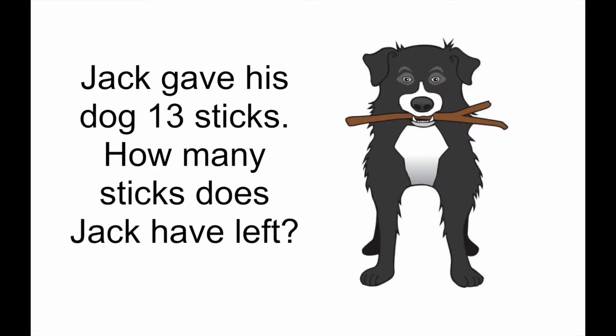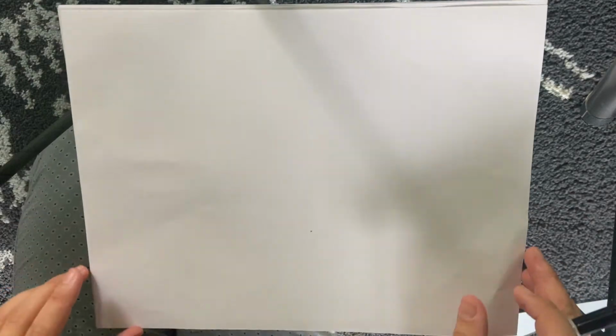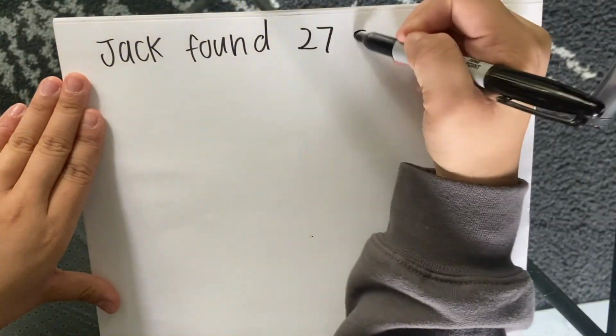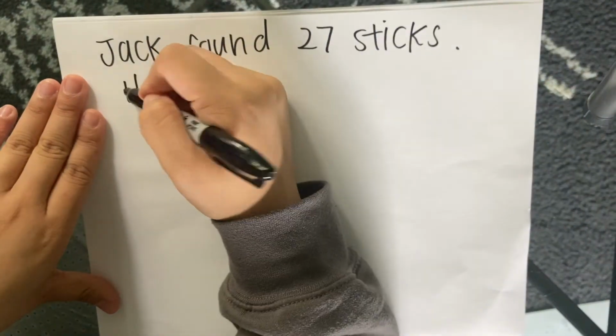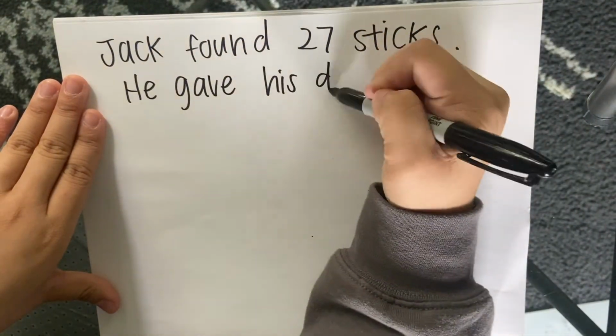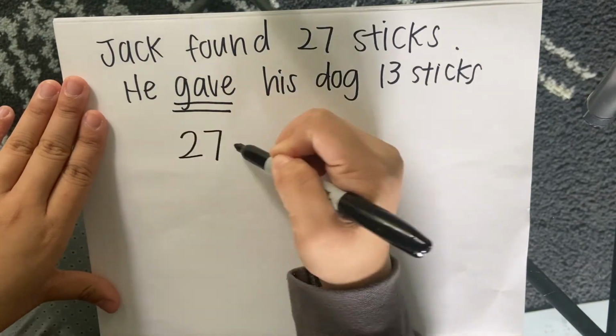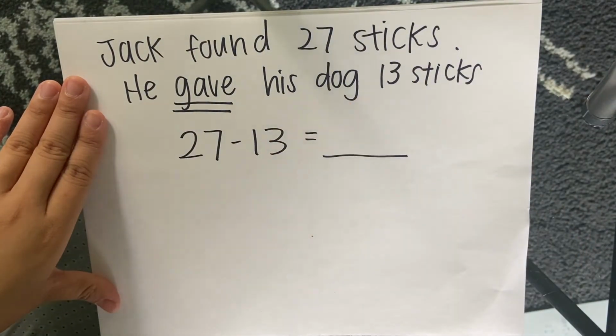So next problem: Jack gave his dog 13 sticks. How many sticks does Jack have left? So we need to remember how many he had in the first place. We have to remember that Jack originally found 27 sticks, but now we know that he gave his dog 13 of those sticks. Gave tells us it's subtraction. We need to write out 27 minus 13.